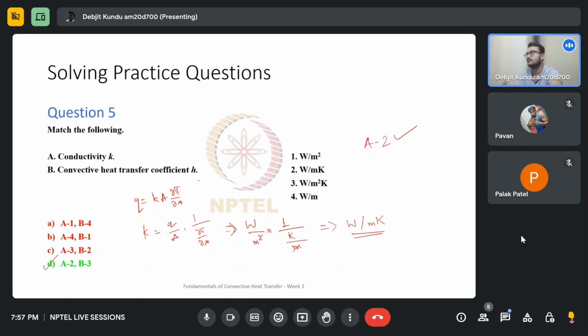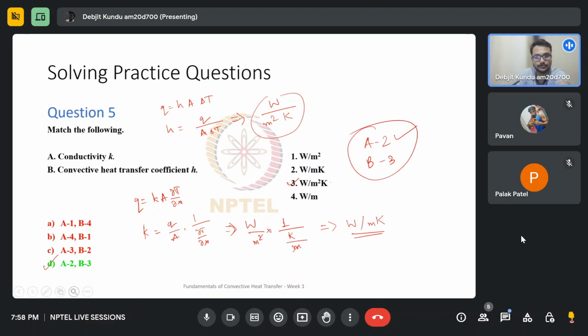Then the other one, B, convective heat transfer coefficient H. Here again we will start in this way, Q equal to h A into delta T. So h would be Q by A delta T. Now let's write down the units of it. Q is again power, watt, area is meter squared, and delta T is Kelvin. So very simply watt per meter squared Kelvin, which is option 3. So B3 again is the correct solution. So A2 B3, option D, is the correct one. So you did pick correctly. Very good. Any clarifications regarding this one?